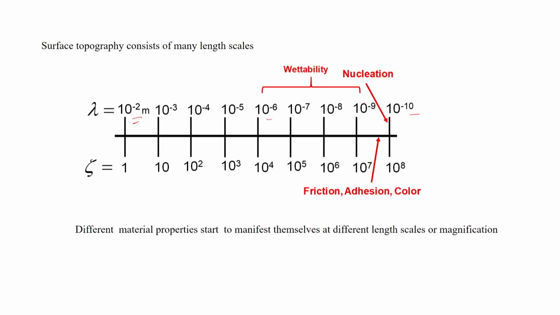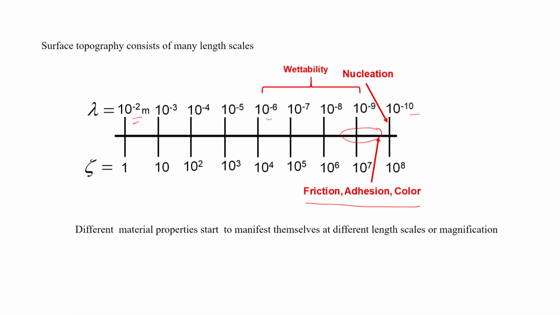wettability will get affected by surfaces having nanometer to micron range features, and nucleation will get affected by even smaller features, almost sub nanometer level features. In between, friction, adhesion, all this gets affected by features in the nanometer range to maybe tens of nanometer range.